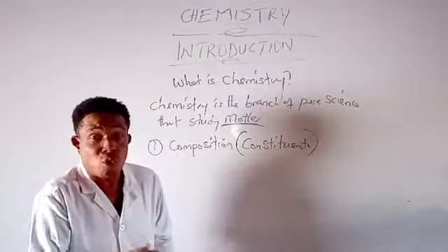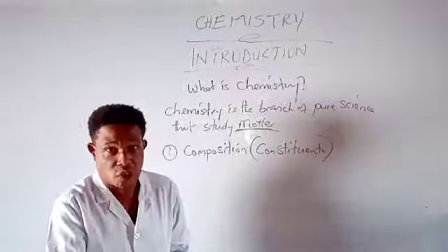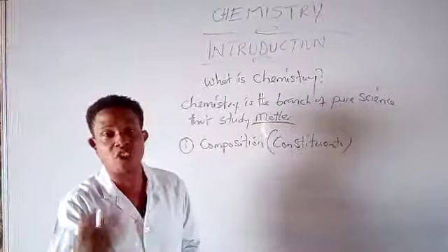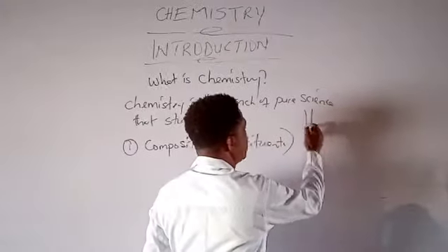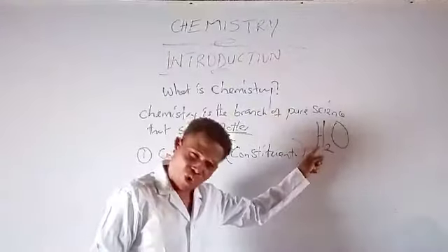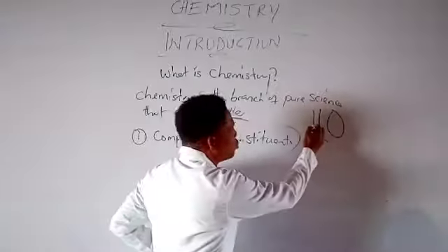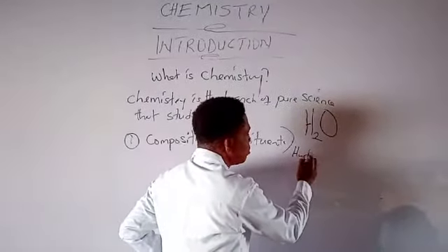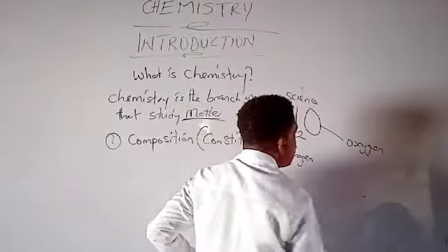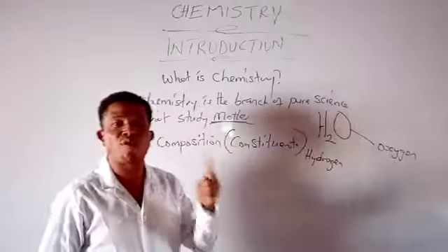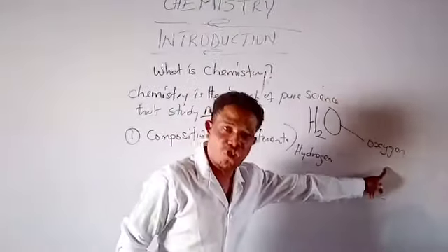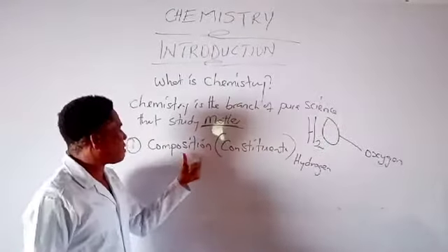For example, water is matter. And in chemistry, water has a formula. The formula of water is H2O. So they might ask us, what is the composition of water? The H represents hydrogen, while the O represents oxygen. So water is made up of two elements. One is hydrogen, the other one is oxygen. So the first thing we do in matter, we study the composition of matter.